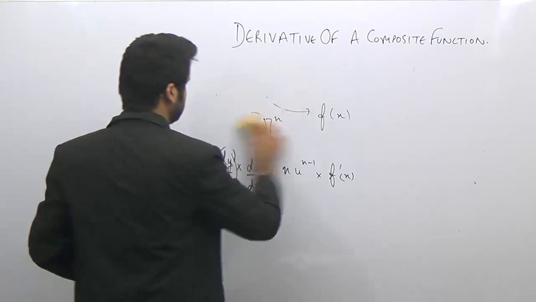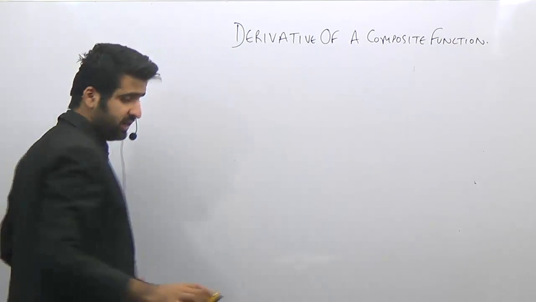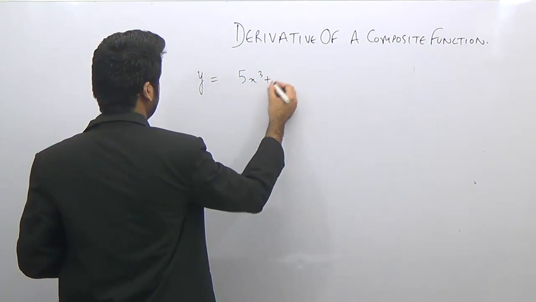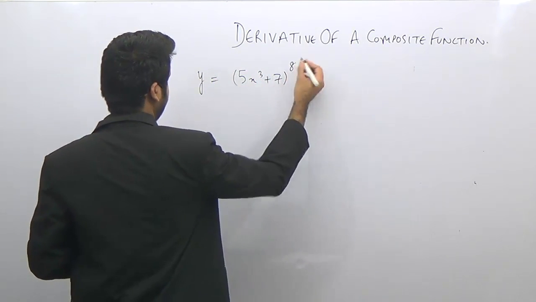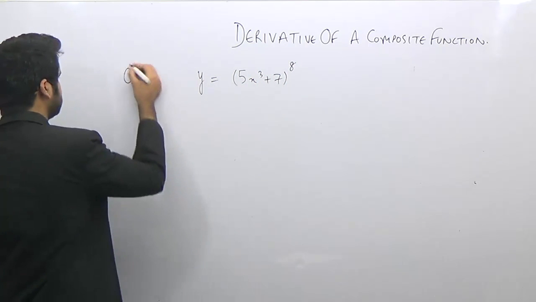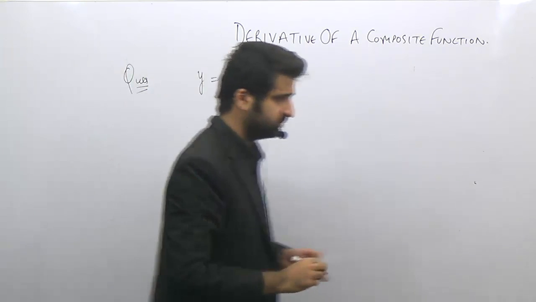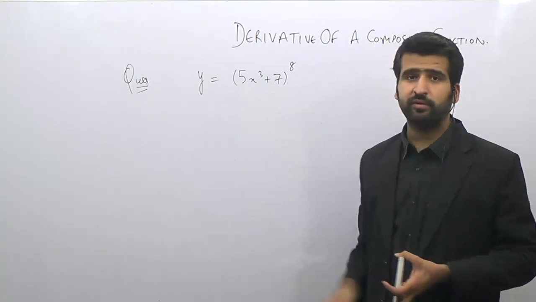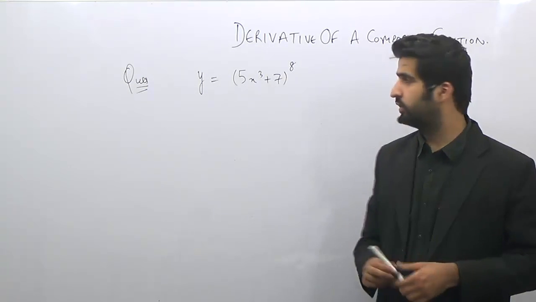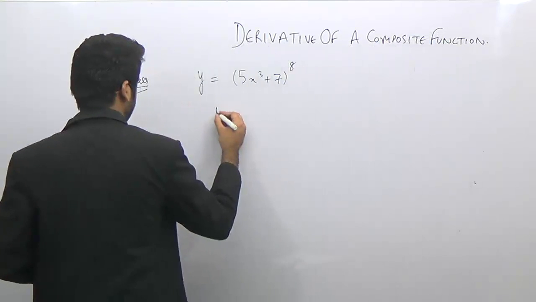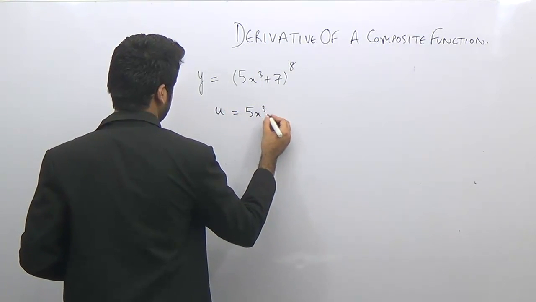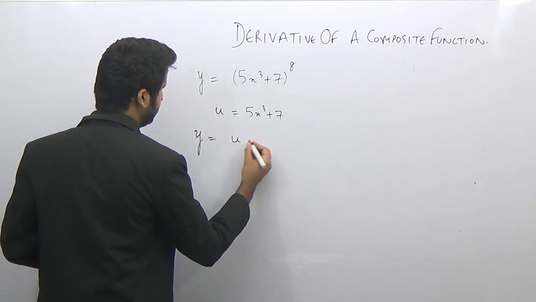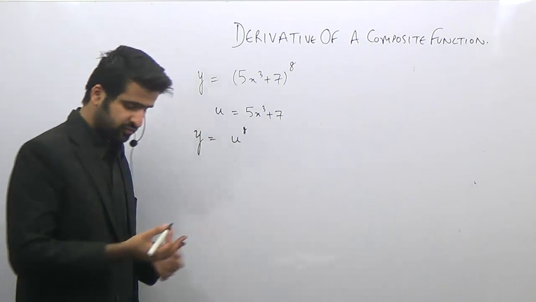So let's see one question. Let's say we have a very complicated power. y is equal to (5x cube plus 7) to the power 8. Let's say this is a given function. Now just try solving this problem with the help of chain rule only. The first step will be to assume this function as u. So u is equal to 5x cube plus 7, and y will become u to the power 8. Now try to solve this.